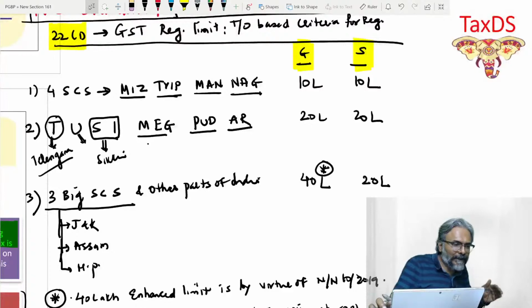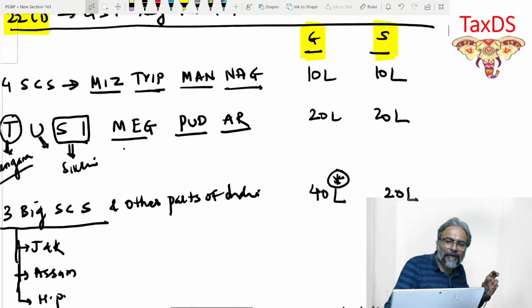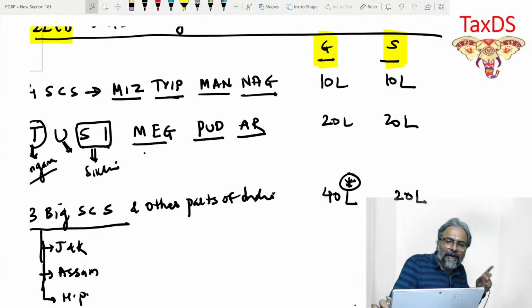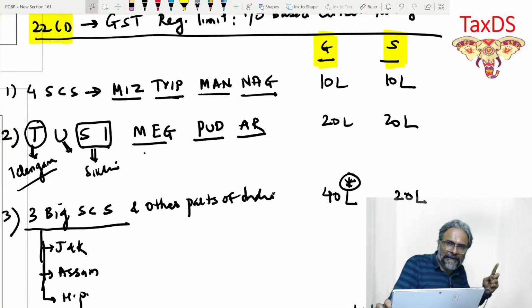Now, the two sections that we were discussing, one was section 22(1), wherein the turnover based threshold was being provided to you. In that section 22(1), the GST registration time limit, turnover based criteria for registration, students. Now, please have a look over here in this context. One is for goods and another is for service, supply of the goods and the supply of the services.